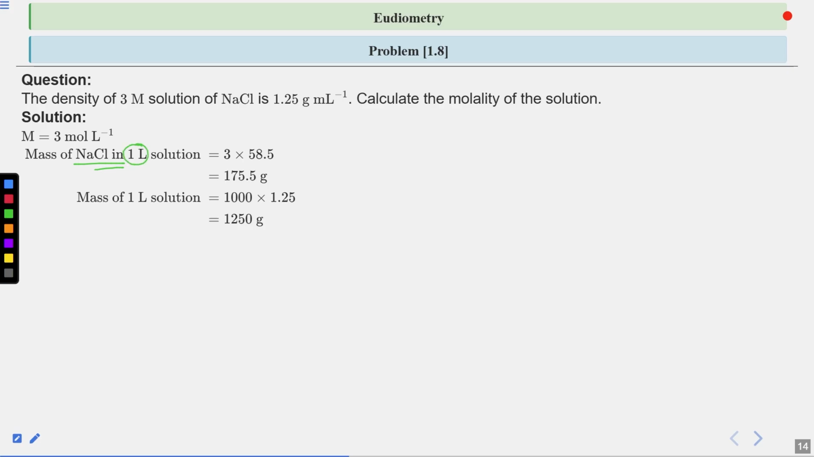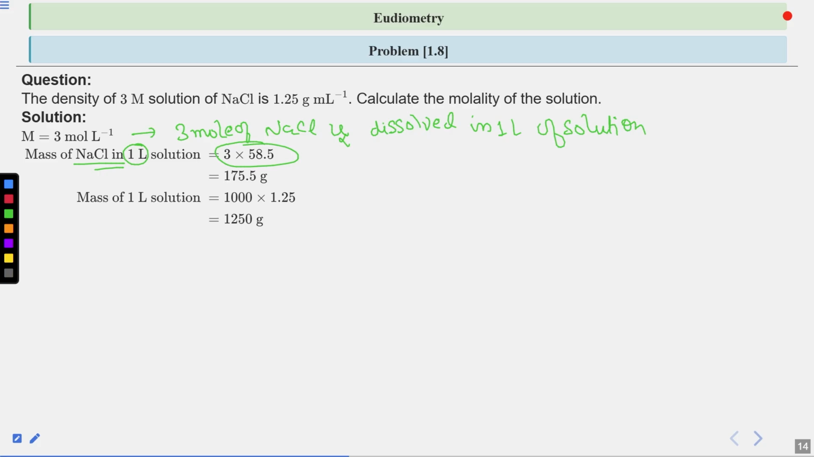It will be 3 into 58.5. How is it coming? When I say 3 moles per liter, it means 3 moles of NaCl is dissolved in 1 liter of solution. So this is the definition of molarity. I have already mentioned it.